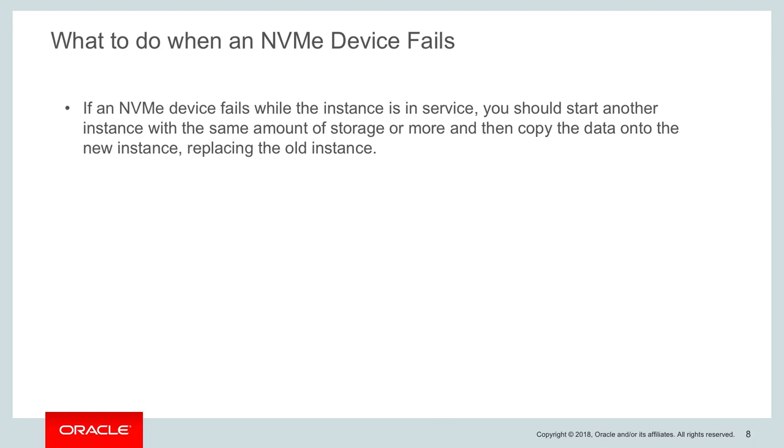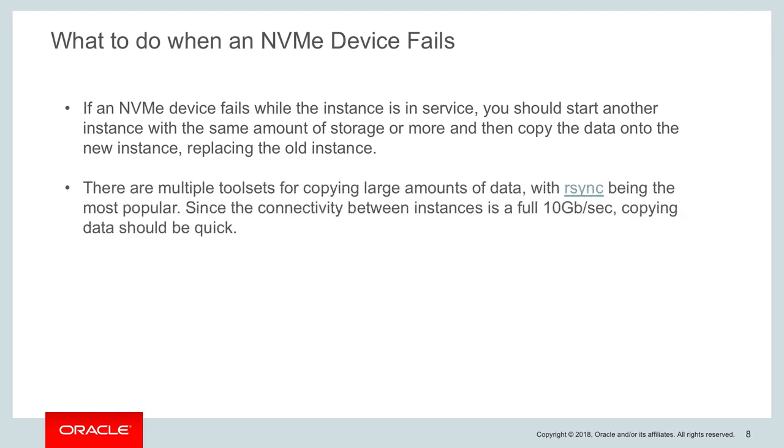If an NVMe device fails on an instance, we recommend that you right away create another instance with the same amount of NVMe storage that you provisioned, and try to copy the data from that instance to the other instance. That way you start protecting the data and start having a backup of your data in case something went wrong with the NVMe device, right? That's the first thing to do.